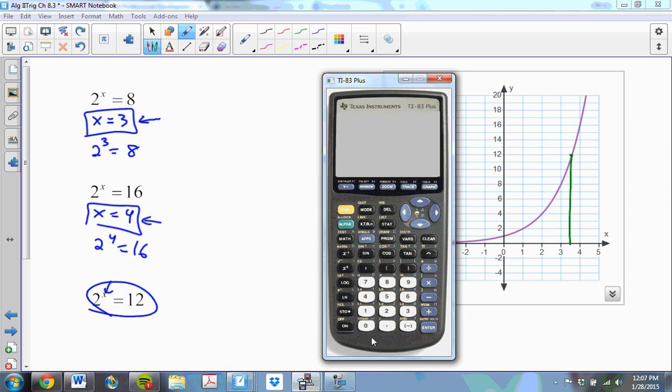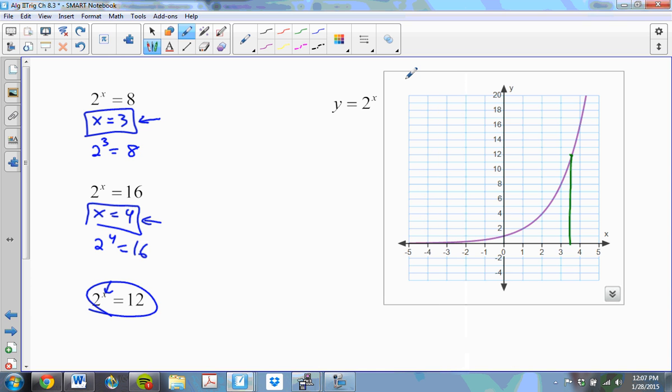We can check that in our calculator. If I do 2 to the 3.5, it's close to 12, but I've actually got to go bigger. 2 to the 3.6. No, that's too big all of a sudden, so I'm between 3.5 and 3.6. This is not a great way to solve a problem like this. Solving a problem like 2 to the x equals 12 by guess and check is not ideal.